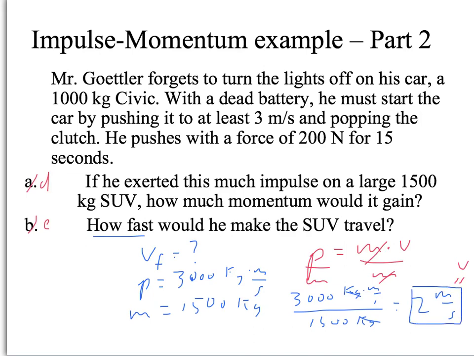Okay, so pretty simple numbers here. The SUV is more massive, so it ends up going slower to have the same momentum as my Civic, which is smaller, going faster.